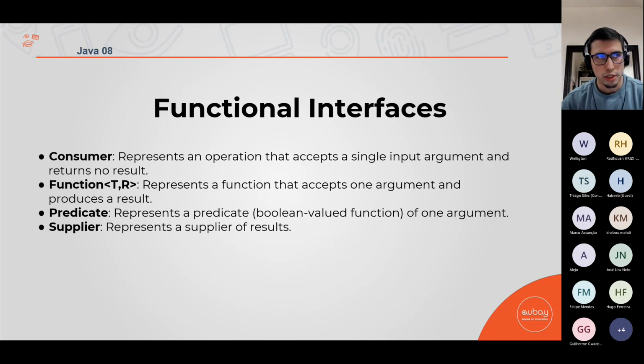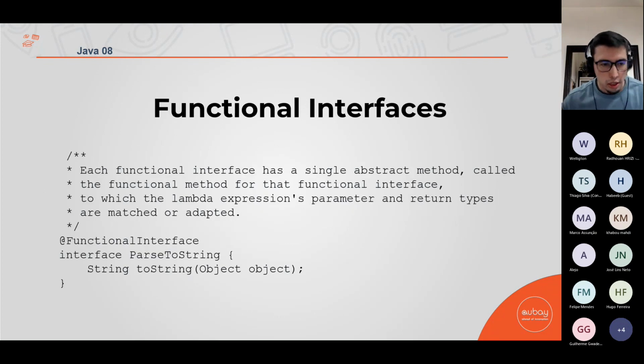And if you are using, for example, .collect, it receives more than one functional interface, but it receives a Supplier, which represents a supplier of results. Okay, here are some of them. We have more, and you are also able to create your own functional interface. And how can you do that? It's simple. You just need to understand what a functional interface is and do it.